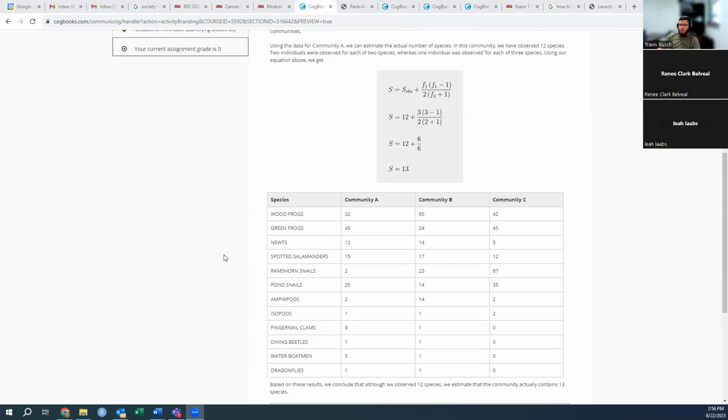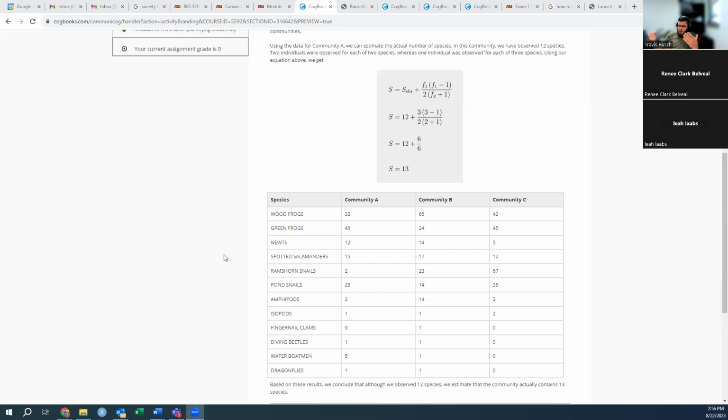So, side note question off of that, is our S value always going to be equal to or greater than our S observed value, or is there going to be some instances where it's lower? Well, it can't be lower. And why would that be? Because it has to be at least your S observed value.